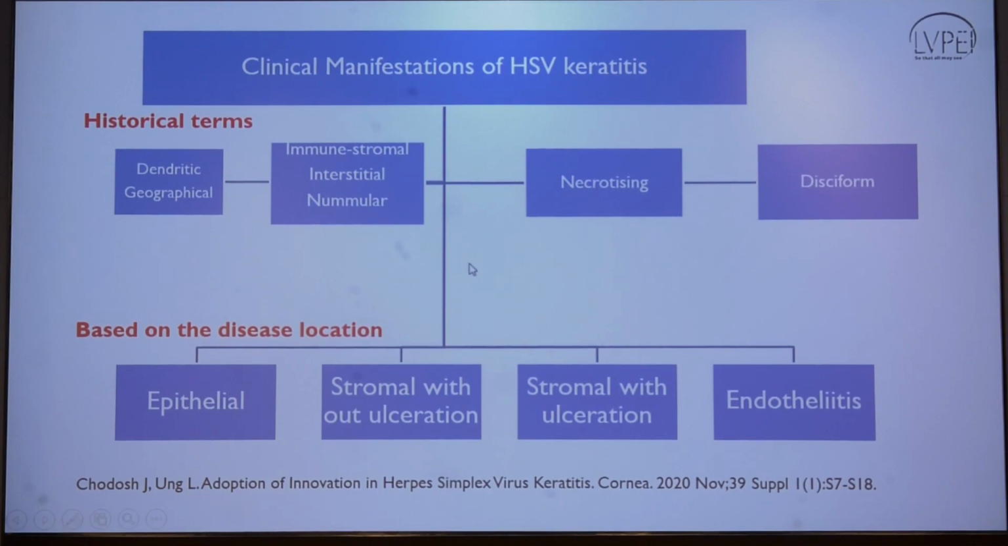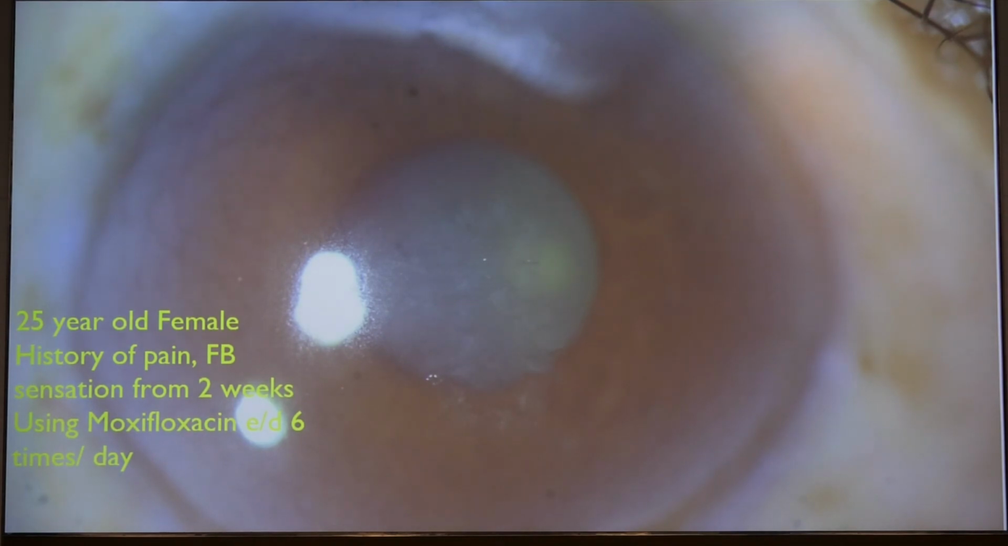But the classification which I prefer, and which is always good and very simple, is based upon the anatomical environment: epithelial, stromal without ulceration, stromal with ulceration, and endothelial. It is easier and also understandable, because the way it is managed is based upon this involvement. So I'm going to some cases.